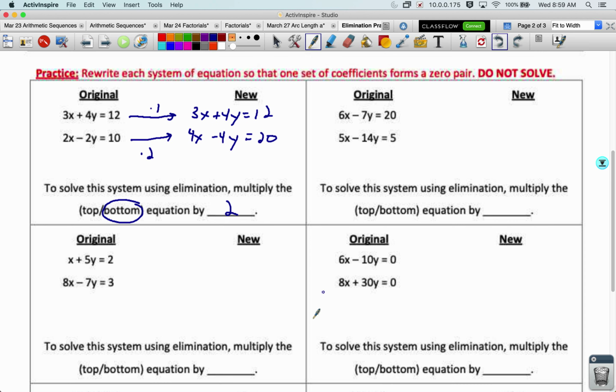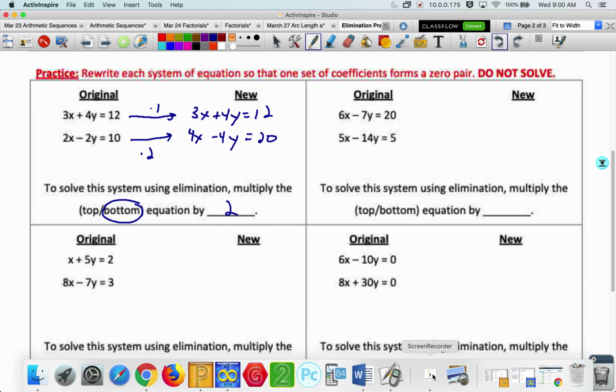And I'm going to try and get a zero pair in the easiest way possible. So you try the next 3 on your own, and we'll see if we have matching answers.